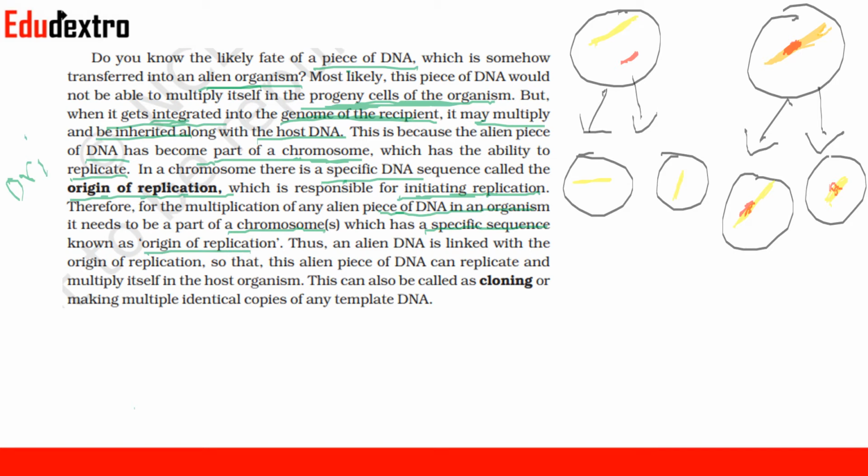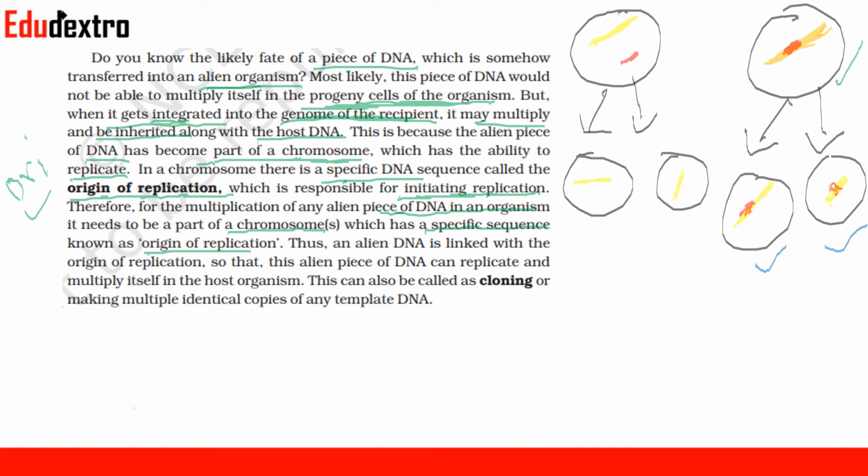So unless and until you are introducing your gene into a chromosome which has an ORI, only then can you expect the foreign gene even in the daughter cell. So what does this mean? This cell has ORI as well. That is why I am able to see my foreign gene in the daughter cells as well.